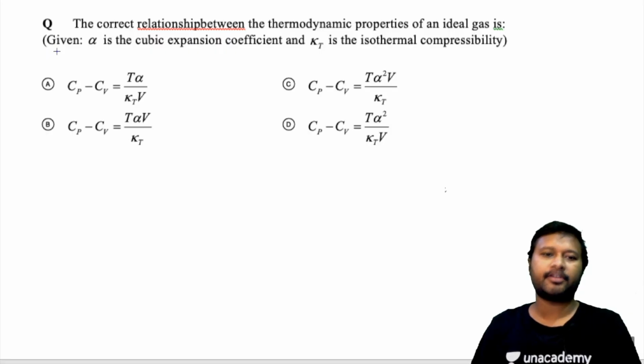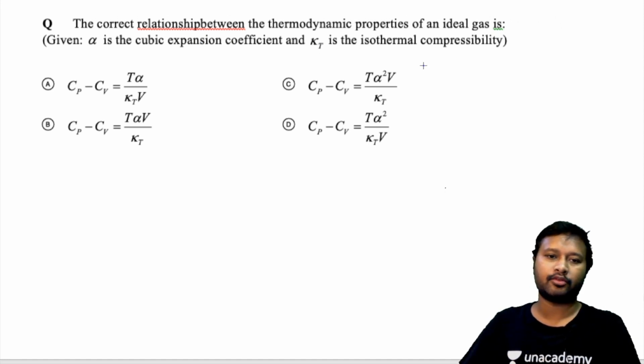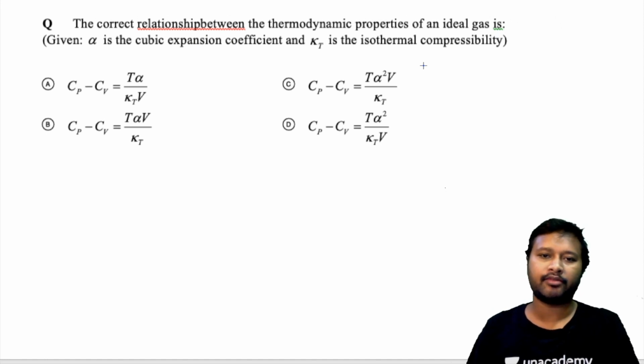Alright, let's take this first question. It says that the correct relationship between the thermodynamic properties of the ideal gas is, where alpha is your cubic expansion coefficient and kT is your isothermal compressibility. Both are involved, and you have to tell me the value of Cp minus Cv for the ideal gas. Let's try to do this particular question.